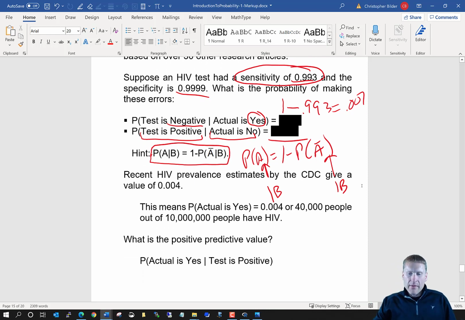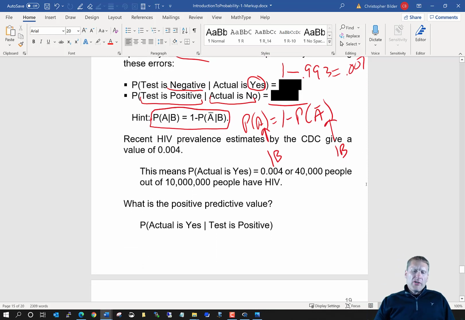Now, a recent HIV prevalence estimate in the United States that was given by the CDC was 0.004. Well, what does that mean? That means the probability that the actual is yes is 0.004. Or in other words, if you have 10 million people, you would expect about 40,000 people to have HIV.